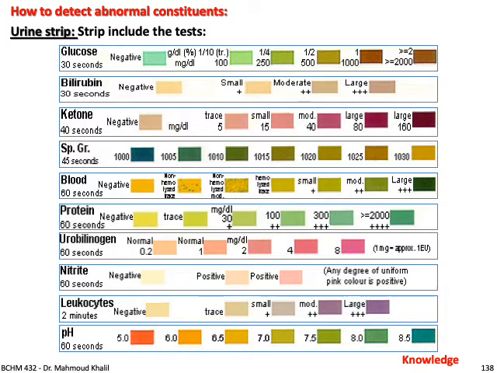This slide is for knowledge. You can see the different urine strips for different tests. You can see a test for specific gravity. You can see a test for ketone, glucose, nitrite, leukocytes, and pH.